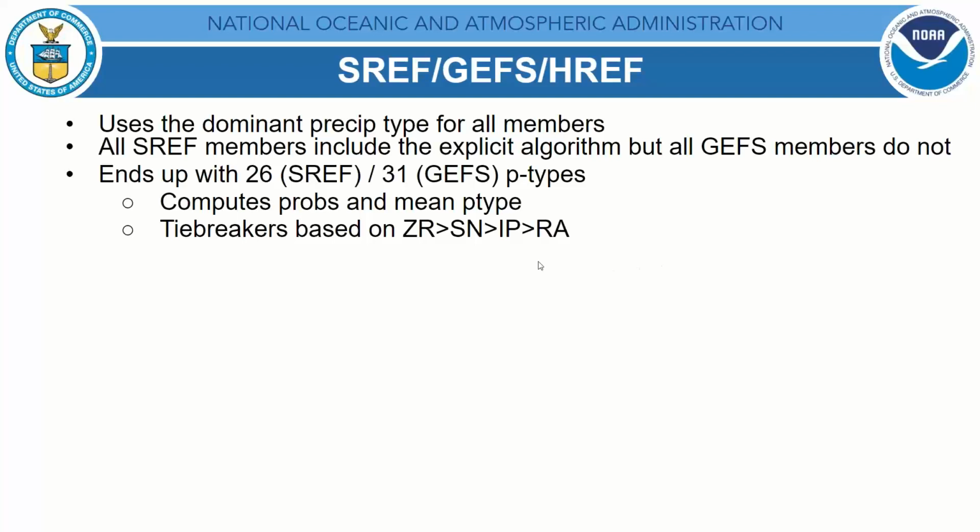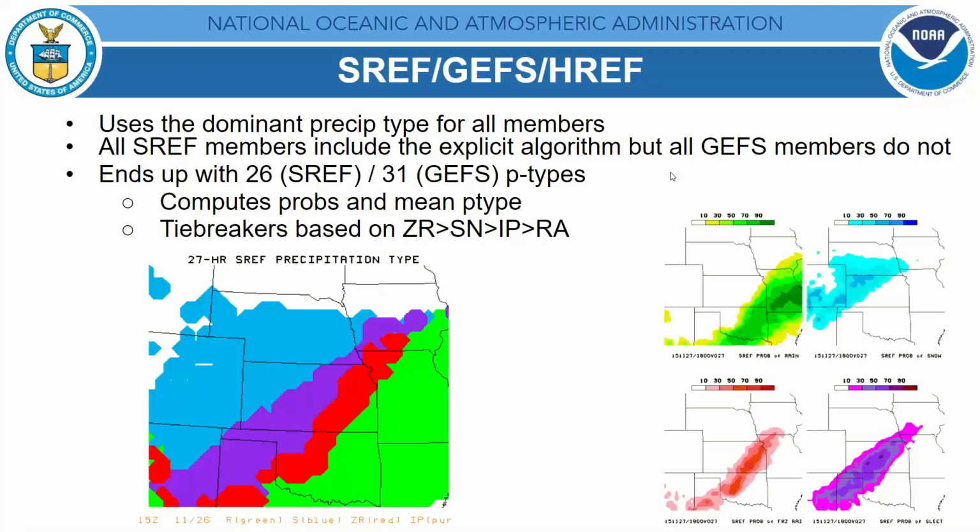And again, it uses tiebreakers based on the most hazardous weather. So freezing rain takes more weight than snow, which takes more weight than sleet, and more weight than rain. So again, these use the dominant precipitation type in the ensemble systems, and having multiple numbers allows us to compute probabilities and a general mean, and that's what we show quite a bit on our case studies.